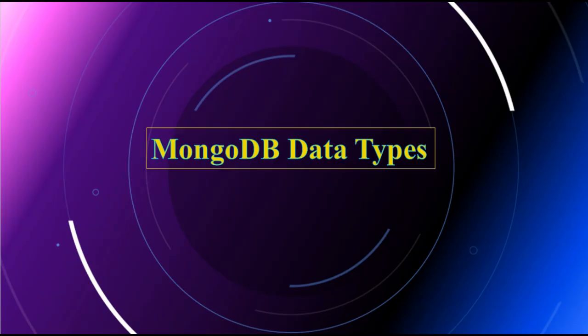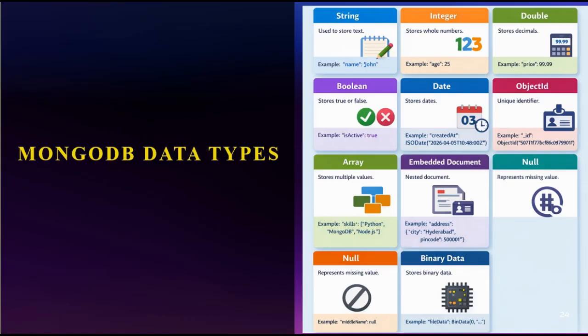Today I am going to explain about MongoDB data types. In MongoDB, data types are not something manually assigned as in SQL, where you must define a column as integer, varchar, etc. Instead, MongoDB is schemaless, so we don't need to declare data types before storing the data. When you insert a value, MongoDB automatically detects and stores it in the correct JSON data type.